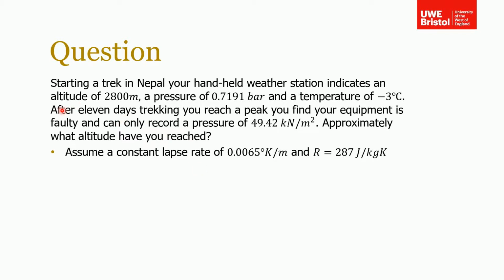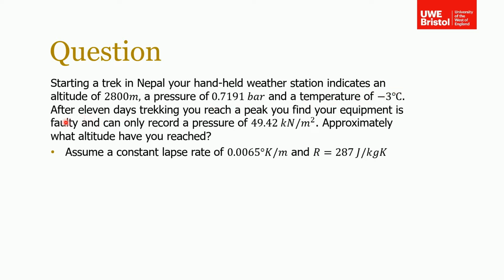In this question, you're told to imagine you're going on a trek in Nepal, and you have a handheld weather station which will tell you your altitude, pressure, and temperature. At your first stop, you have an altitude of 2,800 meters, a pressure of 0.72 bar, and a temperature of -3 degrees C.